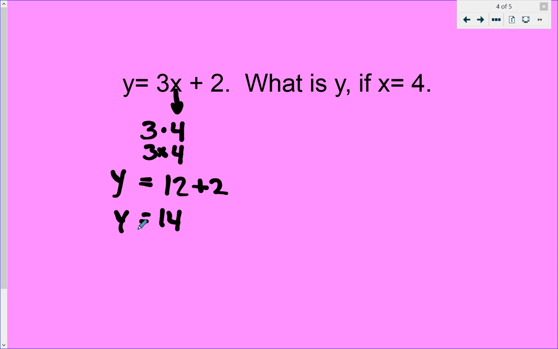Y equals 14. Now we can double check. If x equals 4, I have 3 times 4 gives me 12 plus 2 equals 14, and that's what y is. So we can solve for y, if we know x, by plugging that number in where every x would be located. Again, another one of those multi-step problems, where if we know a number, we can put it back in there and figure out our answer.